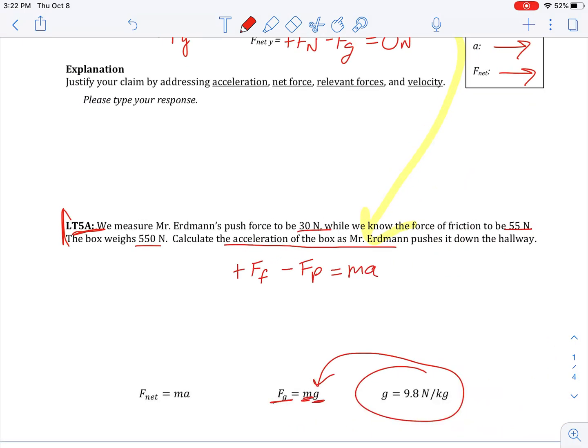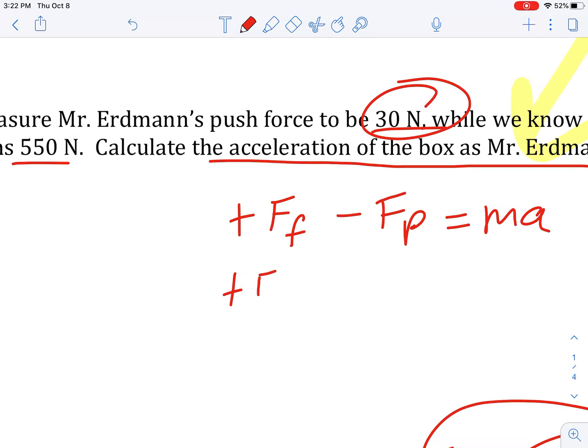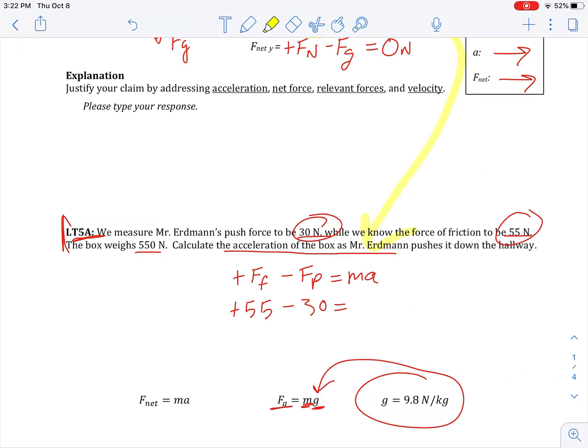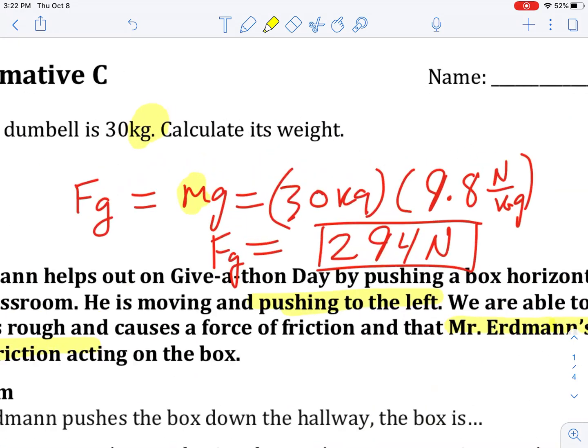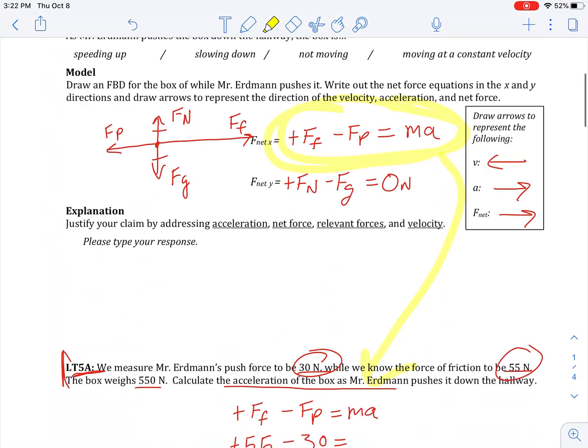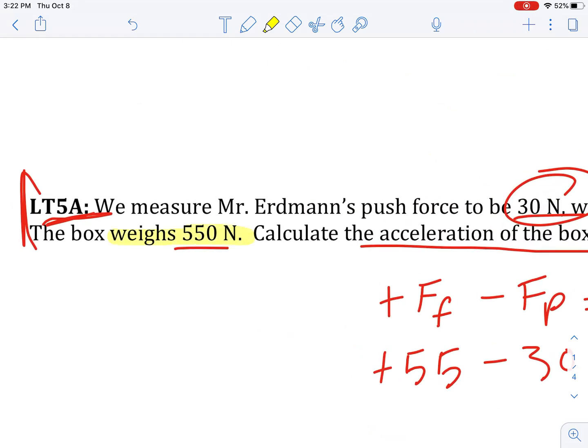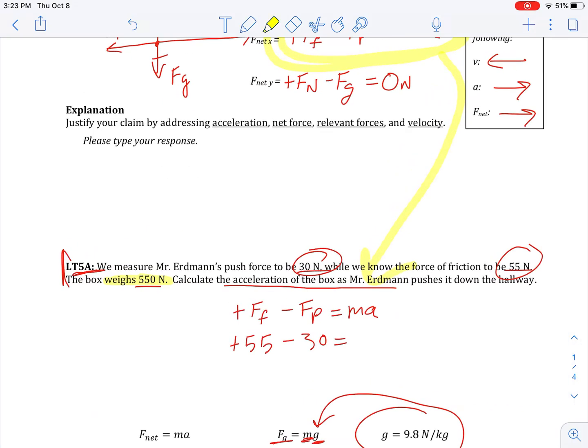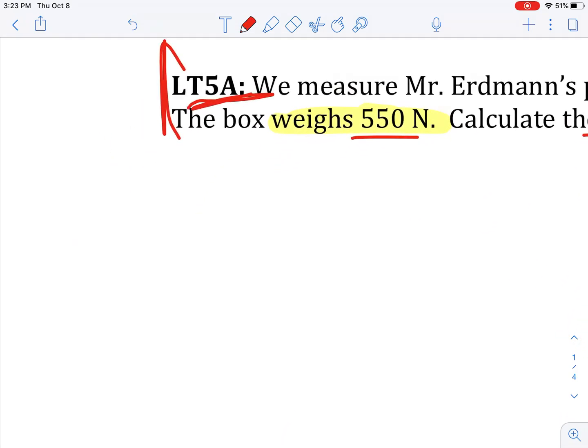So what are we given? The push force is 30, and the friction force is 55. So plus 55 minus 30 newtons equals, now here is that thing again. Over here, we saw that the dumbbell was 30 kilograms, and so kilograms is a measure of mass. But in this problem, we see the box weighs 550 newtons. Newtons is a measure of force, so that is not mass. So we cannot put 550 in for m, or mass. What we can do, though, is a little side work. We can say, okay, Fg equals mg.